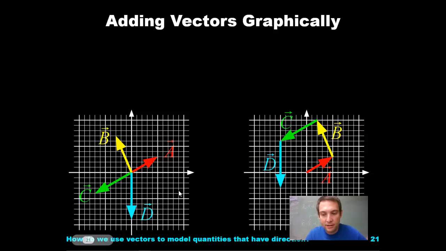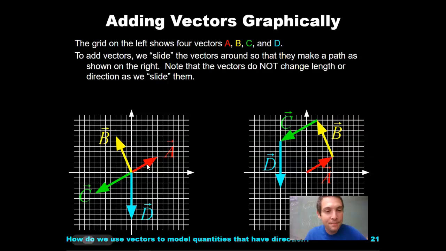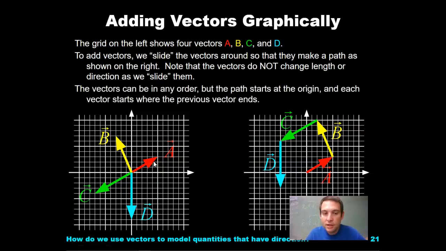Looking at it graphically, we've got these 4 vectors. The grid on the left shows A, B, C, and D. To add vectors, we're going to slide the vectors around so they make a path as shown on the right. Note the vectors do not change length or direction as we slide them. The vectors can be in any order, but the path starts at the origin, and each vector starts where the previous vector ends. This is called the tail-to-tip method, or tip-to-tail method.